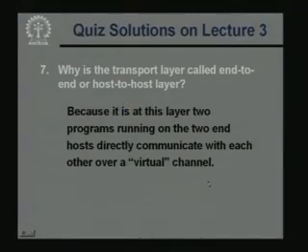Why is the transport layer called the end-to-end or host-to-host layer? This is so called because it is at the transport layer that the two programs running on the two ends directly communicate over a virtual channel. It is at this layer that the two entities on the two sides treat the intermediate network as a true black box. That is why this is called an end-to-end or host-to-host layer.